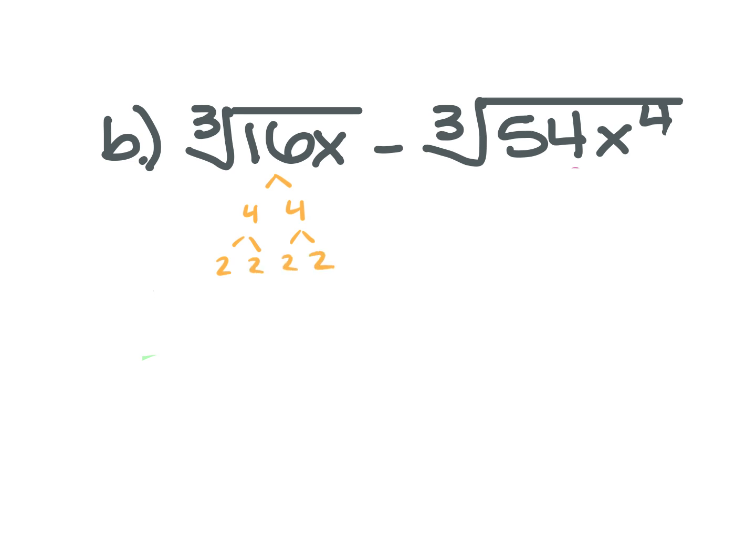We said we need 3 of a kind. So what's going to come to the outside? A 2, because I've got one circle of 2's. What stays on the inside? A 2. So since my index was 3, I have to make sure that I write that in my answer. I've got the cubed root of 2. And then let's look at the x. How many x's do I have? 1. Do I have enough to come to the outside? No, so that stays on the inside.